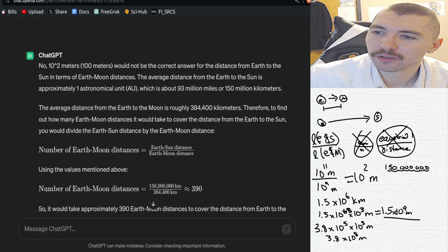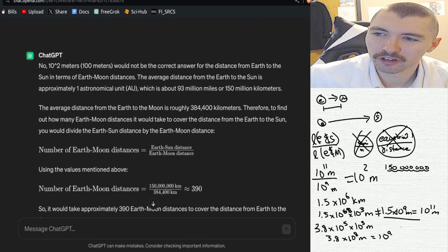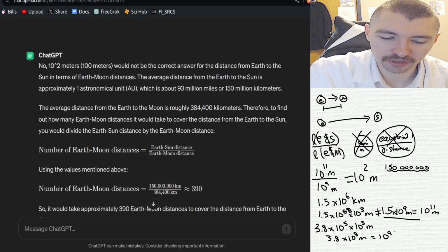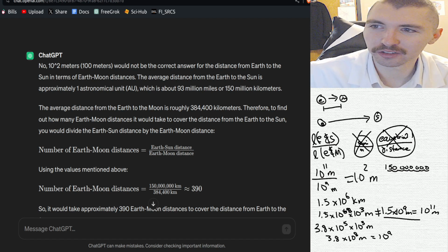All right. So now, if we did this right, it would in fact be 10 to the 11 meters. And this would be, in fact, 10 to the 9. And I don't know why ChatGPT is saying I'm wrong. Maybe ChatGPT is wanting a more precise answer. I'm going to stick with my answer, 10 to the 2 meters.